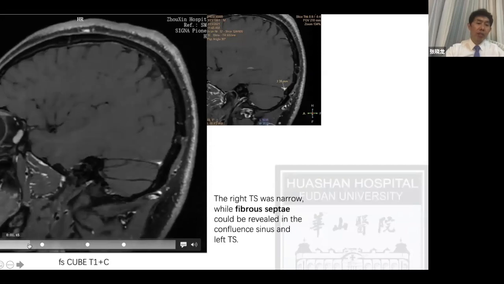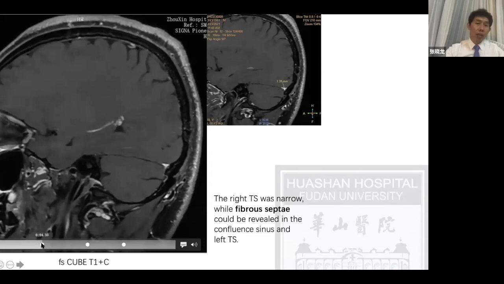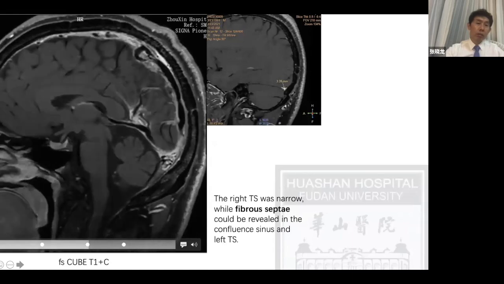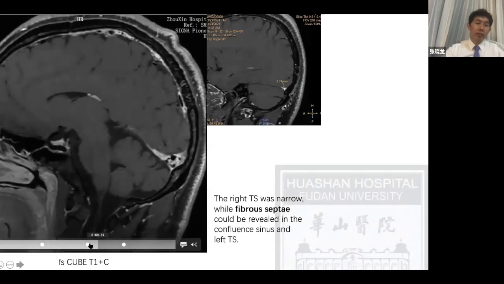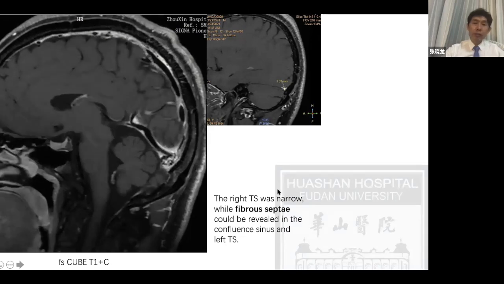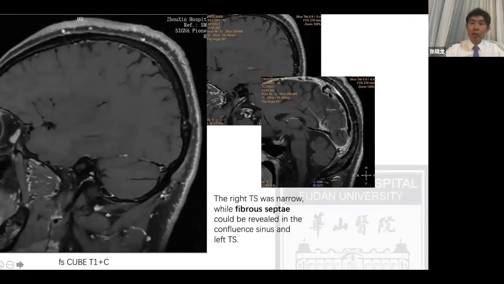And from the details of the high resolution MRI, we can see the abnormal enhancement of the dura. The fistula was just here. This is the brachium. The fistula is here.